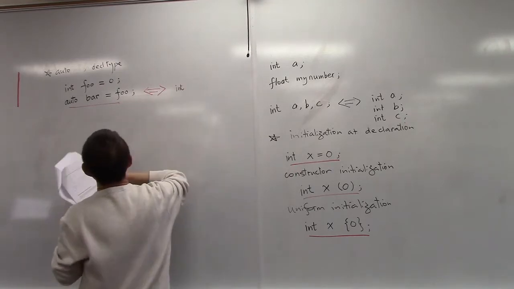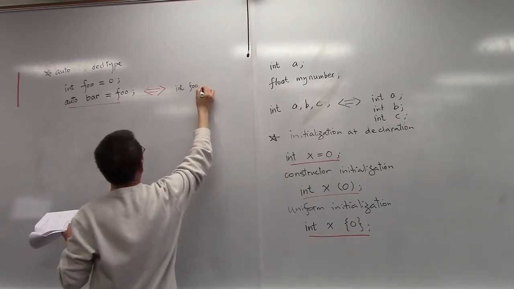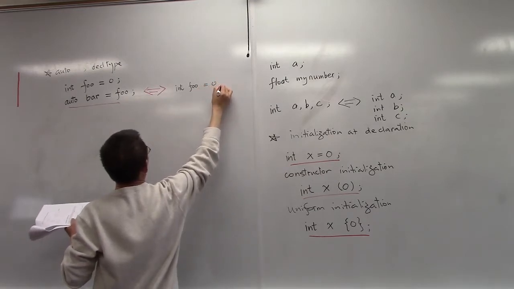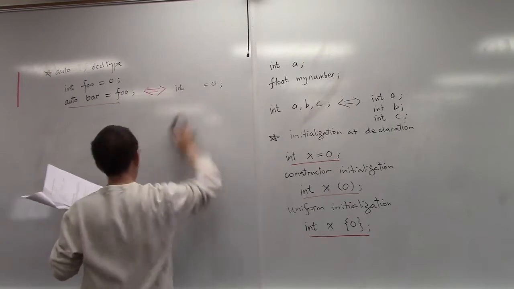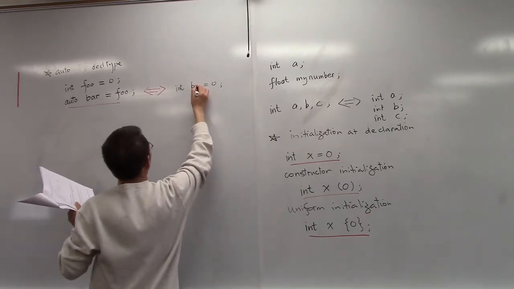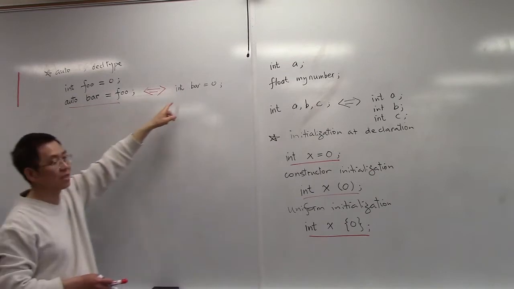declare integer bar and also initialize it to 0. Of course, for this simple example, you don't see the advantage or usefulness of that method because you can simply write it like that.